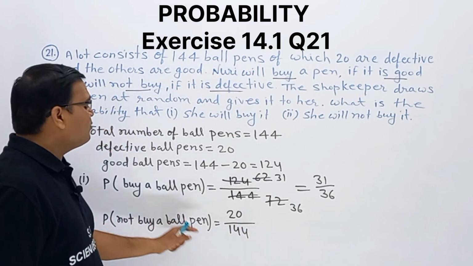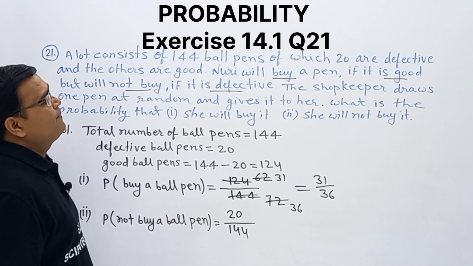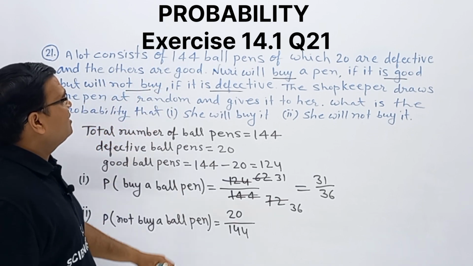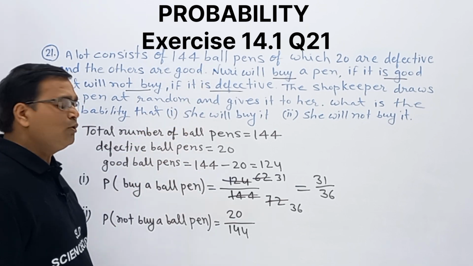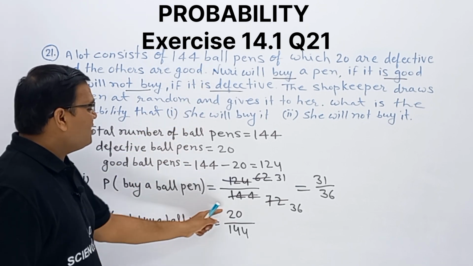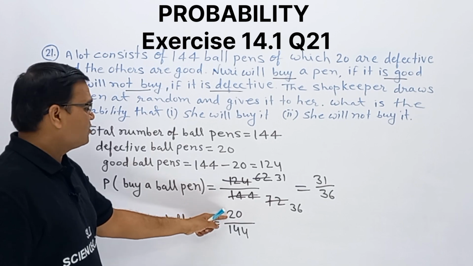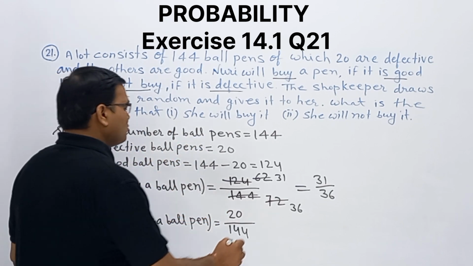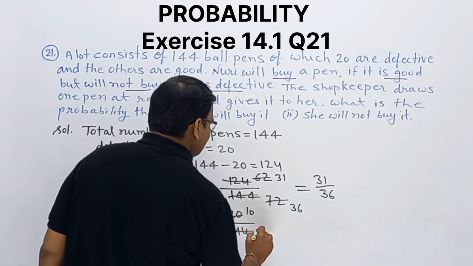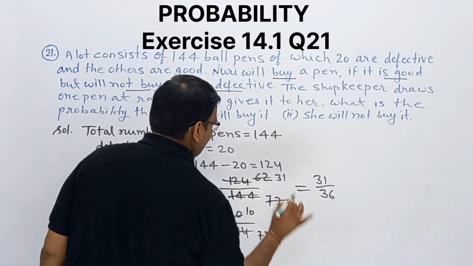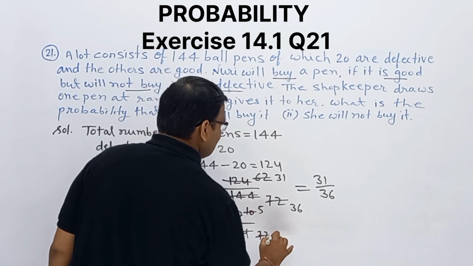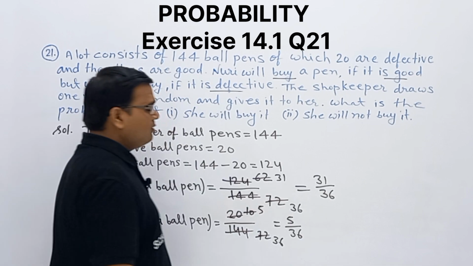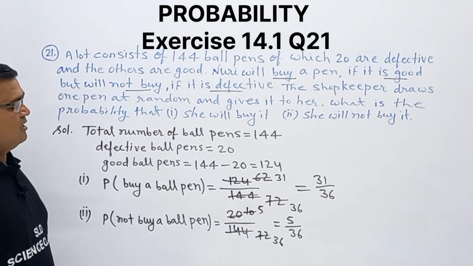Probability of not buying a ball pen. She will not buy a ball pen if it is a defective one. So defective pens will be the number of favorable outcomes, divided by total possible outcomes, in which we use the total number of ball pens. Solve this one. 10 times 7 is 72, 5 times 36. So we are getting 5 upon 36. This is the required probability for this case.